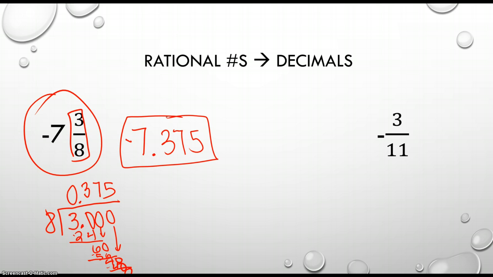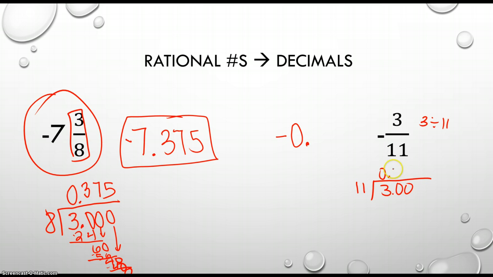Now we're going to go to the second example. We didn't do this one in class. We have -3/11ths. Since there is no whole number, our answer is going to be less than 1, and it's going to be negative. So I'm going to have -0 point something. Now again, this is 3 divided by 11. So 11 is my divisor, 3 is my dividend. I'm going to add a 0 and a decimal, and add a couple zeros here.